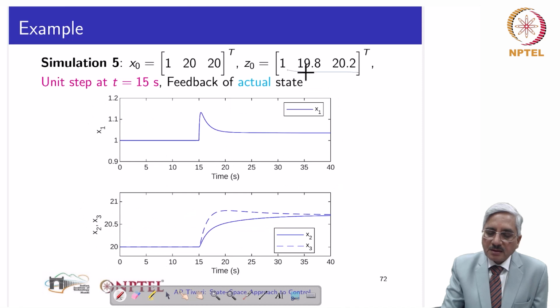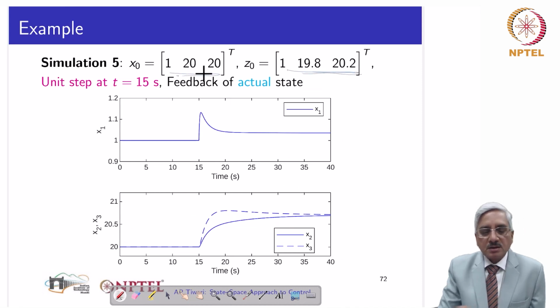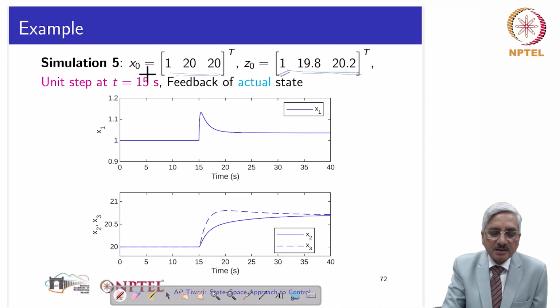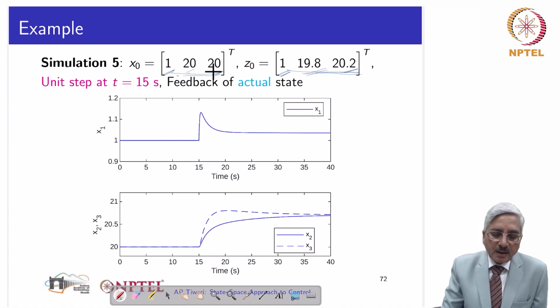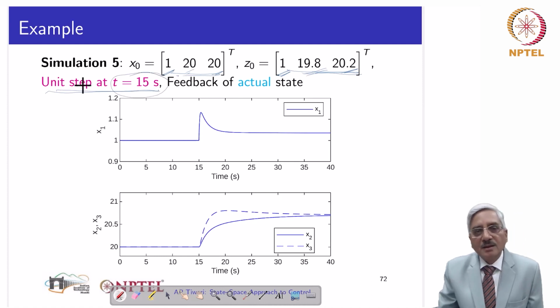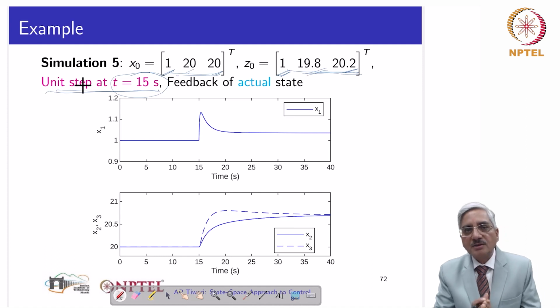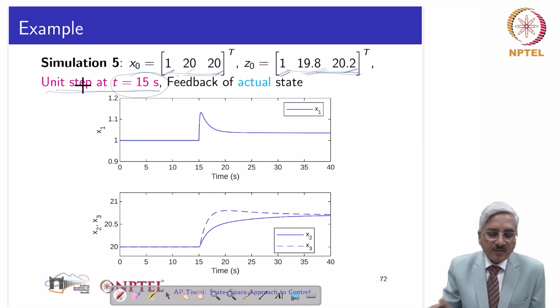Now we come to yet another simulation. Here the observer states are very close to the system states. You can see the first one matches. The second and third are only very little different. And we give some time for the system to stabilize. We don't apply input right at t equal to 0, but at t equal to 15 seconds, when the initial transients will start disappearing. That time we apply the input and feedback of actual state first; observer state we will see subsequently.